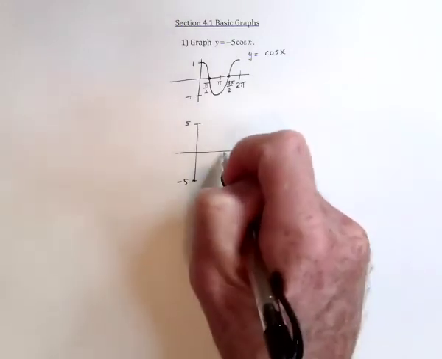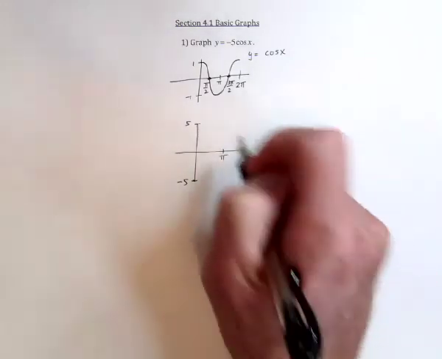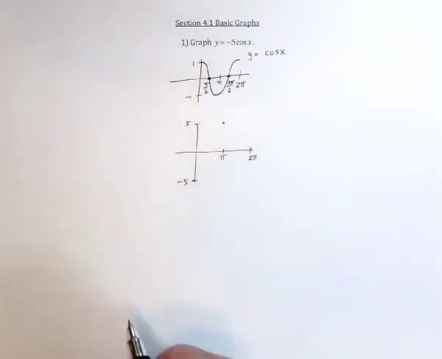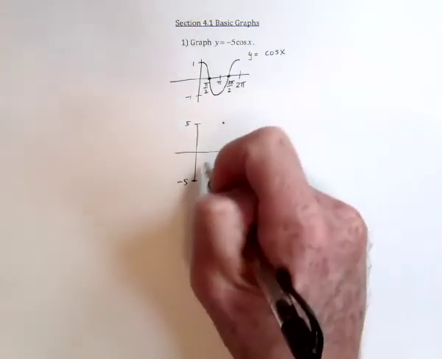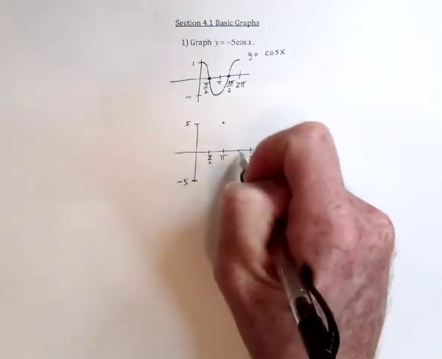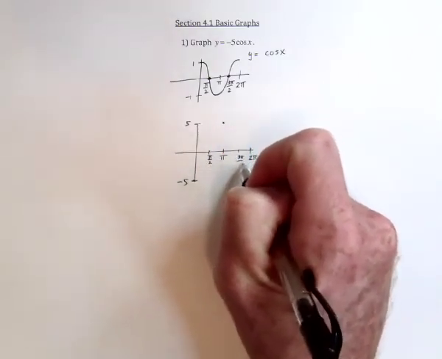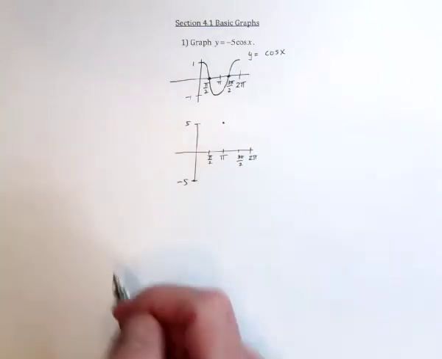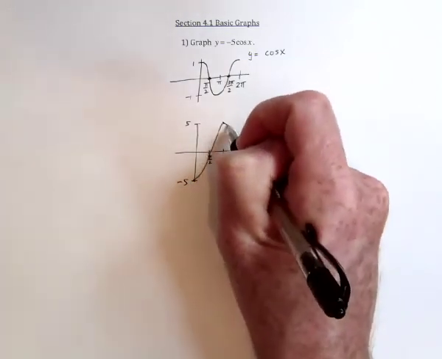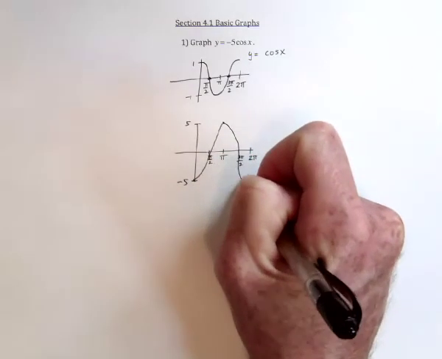So here's 2 pi. In the middle would be pi. So by the time it gets to pi, it's going to reach a height of 5. And it's also going to cross at pi over 2 and 3 pi over 2, just as the last one did. And then draw a cosine going up and then coming back down.